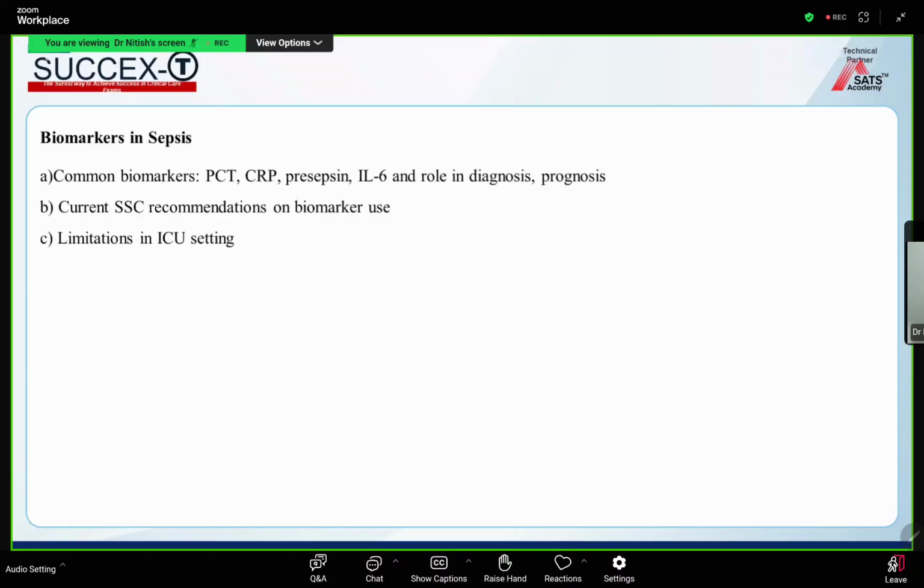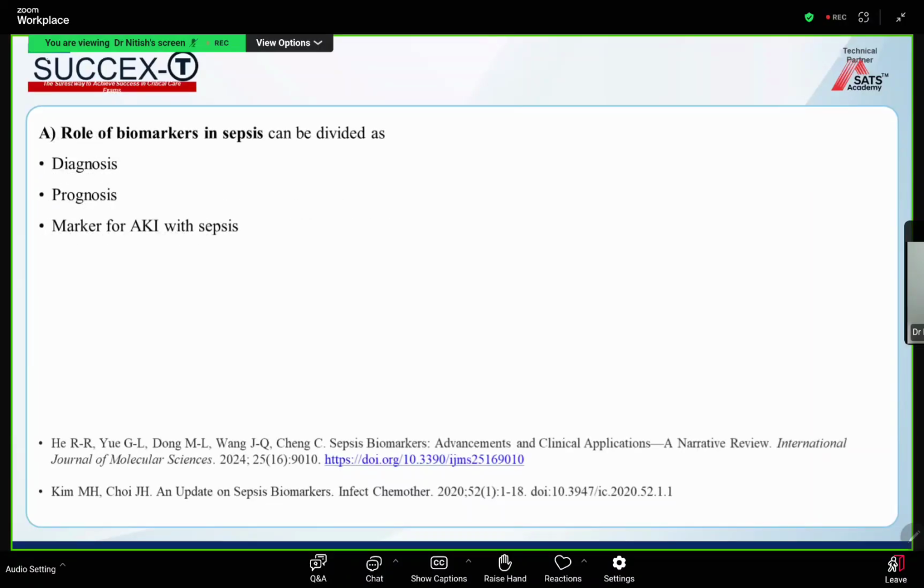Moving on to the next topic, biomarkers in sepsis. The common biomarkers that we usually see in sepsis are procal, CRP, presepsin, IL-6, and so on. So, the role of biomarkers in sepsis is divided into 3 things. One is to diagnose sepsis, the other is to prognosticate sepsis, and the third is to identify organ dysfunction associated with sepsis, especially AKI.